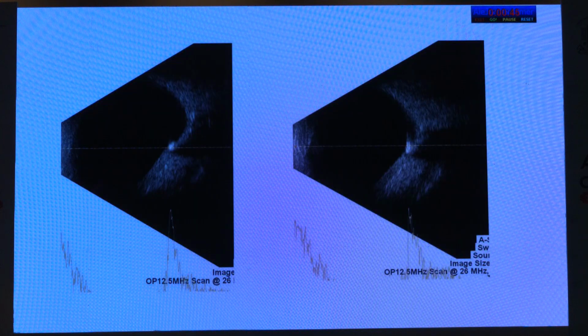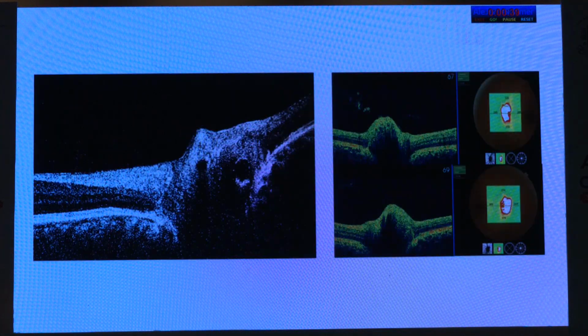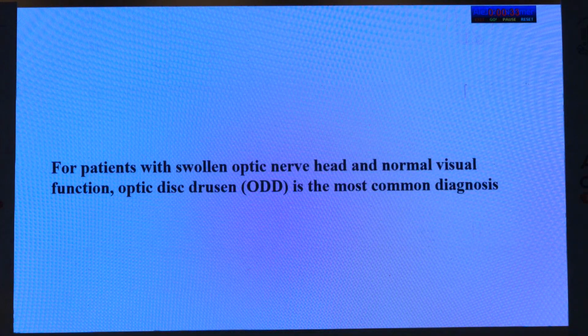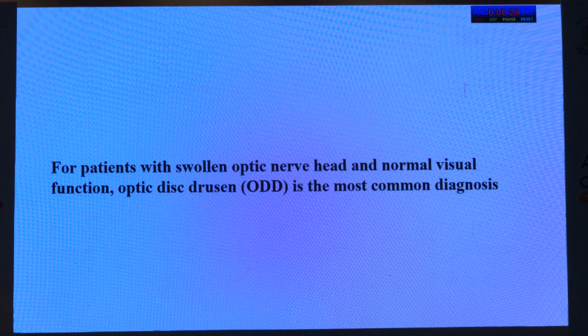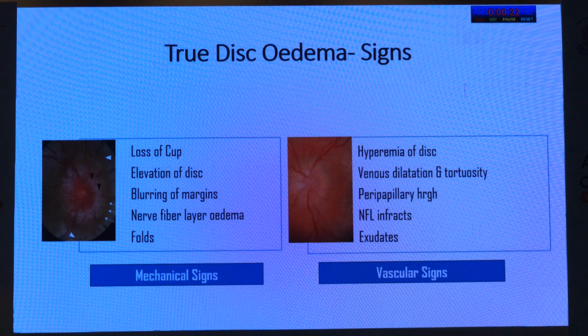We went ahead to do a B scan, which you can do in the OPD, and you can see the hyperintense thing. We did an intense OCT, and this is a clear-cut optic disc drusen. So in patients with a swollen optic nerve head and normal visual function, ODD is the most common diagnosis. So these are certain things we read on, what are the true disc edema signs. I'm not going into detail.